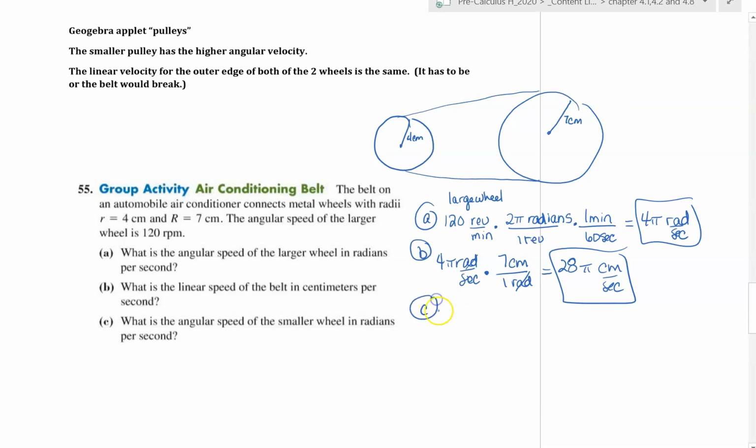So now for part C, if I asked what is the angular speed of the smaller wheel, well, I know the linear speed. So I could find the angular speed considering the smaller circle, where 1 radian is 4 centimeters. So 7 pi radians per second is the angular speed of the smaller wheel.